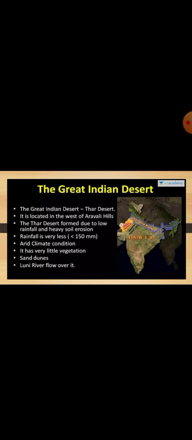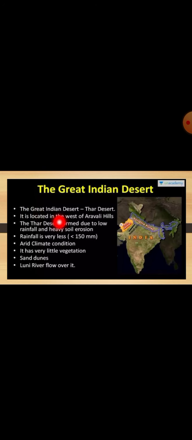Next, the Great Indian Desert or Thar Desert. It is located in the west part of the Aravalli Hills or Aravalli Mountains. The Thar Desert formed due to low rainfall and heavy soil erosion. Rainfall is very less. Arid climate conditions. Arid means very hot type of climate, and it has very little vegetation. Agriculture and animal husbandry are also very low in the Thar Desert. Sand dunes are present and the Luni River flows over it. So the river Luni flows through the Thar Desert.